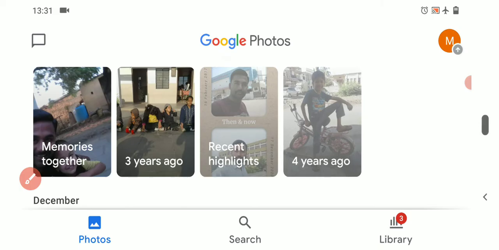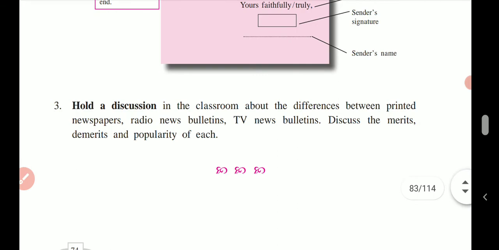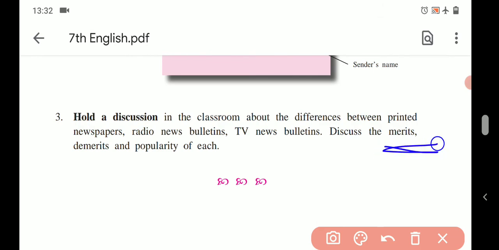Let us see the next activity. I hope we have got these two. Third one: hold a discussion in the classroom about the differences between printed newspaper, radio news bulletins, and TV news bulletins. Discuss the merits and demerits and popularity of each. Newspaper, radio and TV are the sources through which we come to know the news. We have to discuss the merits and demerits, that is, the good things and bad things, or what positive and negative points each has, that we have to write.